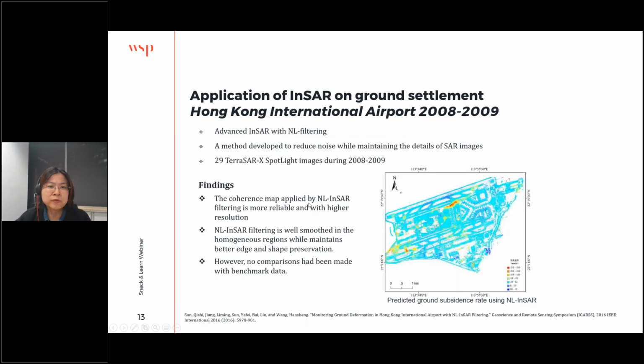Subsequent improvements came in 2008, using advanced InSAR with filtering. You can see that the data presentation is more smoothed, because they adopt this filtering. So it's another development of InSAR techniques. Unfortunately, for this there are no field measurements for comparison.